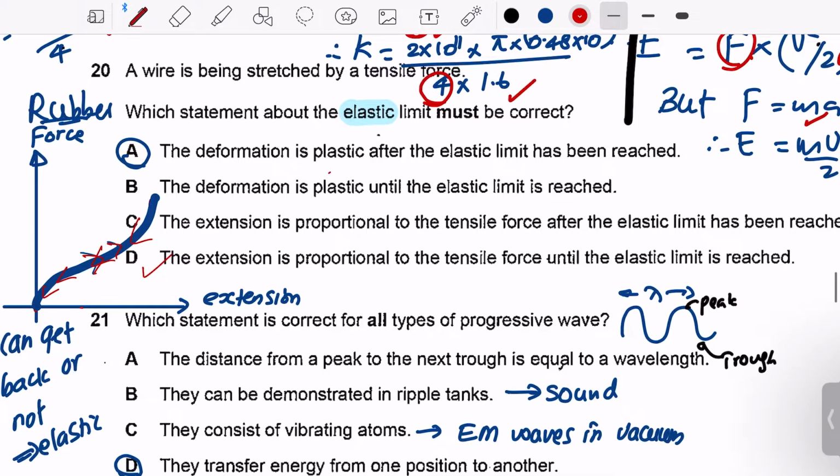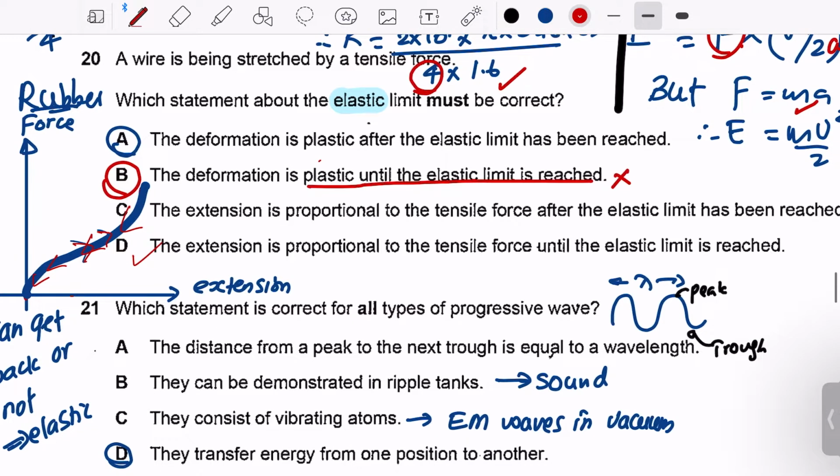Let's think about answer B. The deformation is plastic until the elastic limit is reached. No, the deformation is elastic until the elastic limit is reached. The extension is proportional. No, it has nothing to do with being a straight line. The deformation is plastic after the elastic limit. Yes, after this point, it will be permanently damaged. It will come back like this.